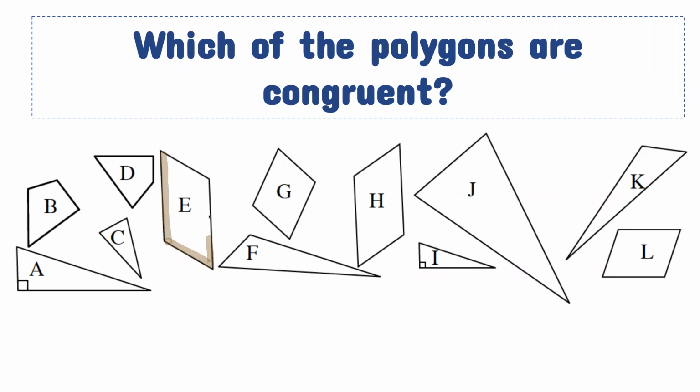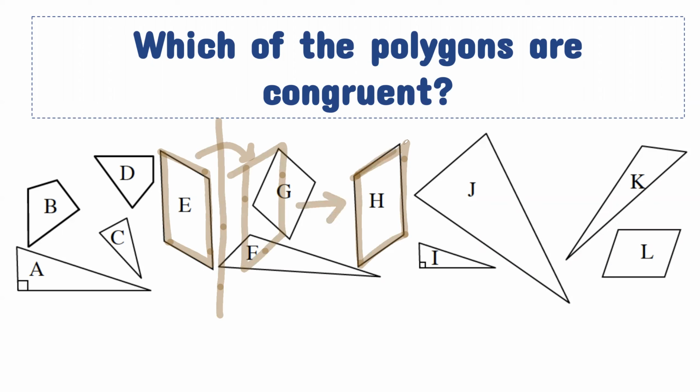I've got this, or not correspond, sorry, congruent with. It looks like E is congruent with H. And what are some transformations that could have been done? It looks like it was reflected across a vertical line. So it would look like this. And then it was translated to end up right here. So E and H are congruent.